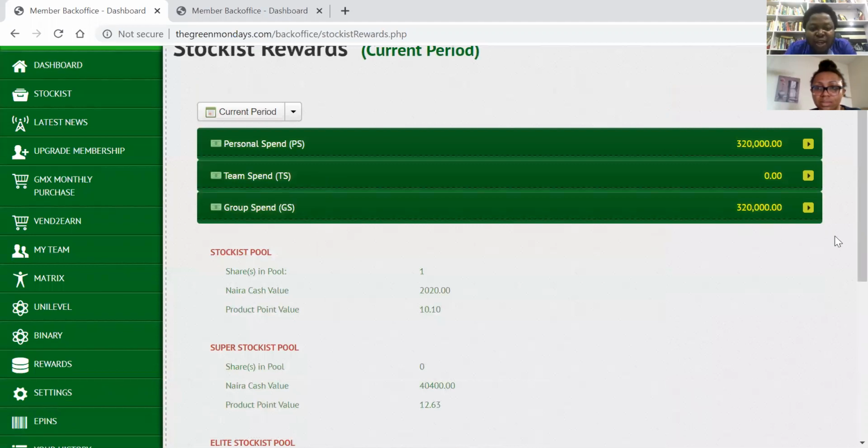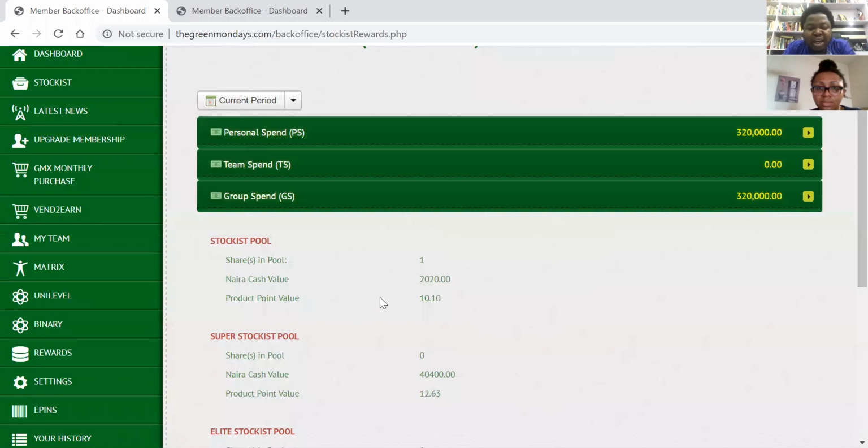So in this Greek here, you can see your page, your current Stockist rewards. You have your personal spend, your team spend, and your group spend. Your group spend is your personal spend plus your team spend. By virtue of your current personal spend, you are now entitled to the Stockist pool. There are three pools: the Stockist pool, the Super Stockist pool, and the Elite Stockist pool.